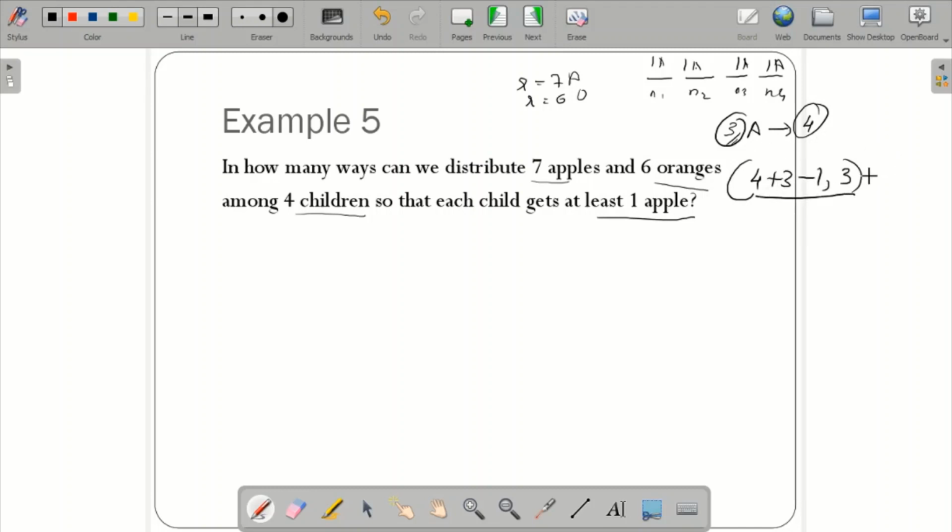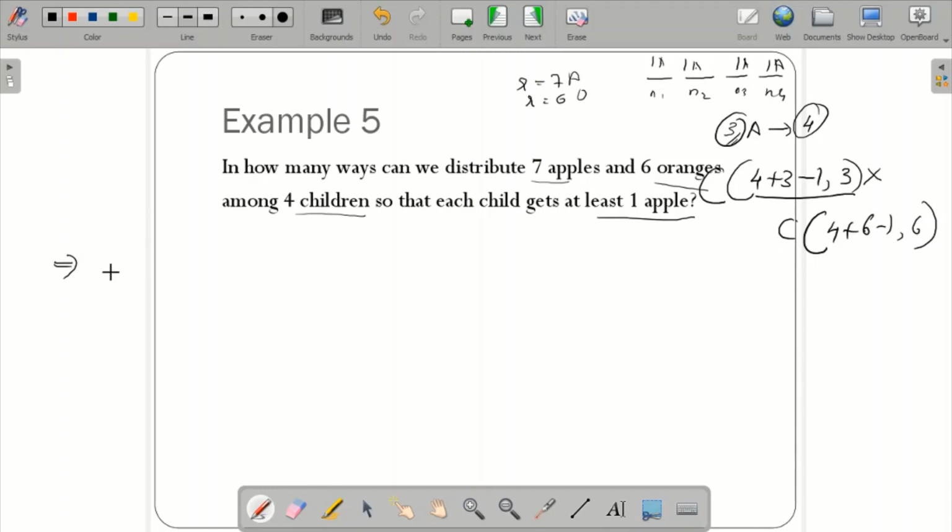For oranges, are there any conditions? No. So again it would be the combination of 4 plus 6 minus 1, comma 6, for 6 oranges distributed among 4 children. So this is the result. So let us write it in the form of a statement.